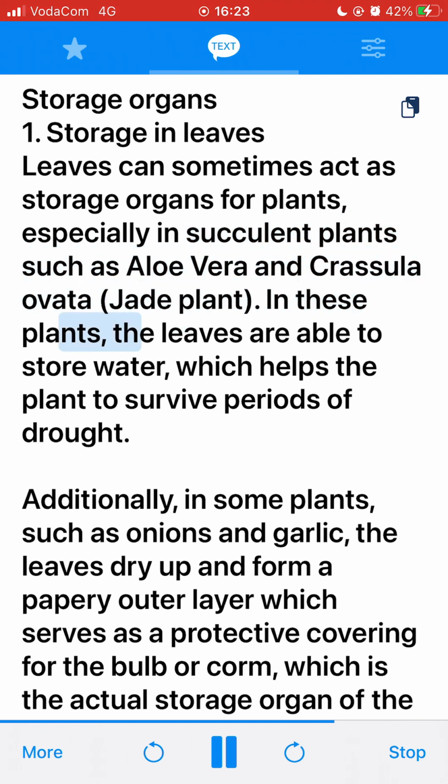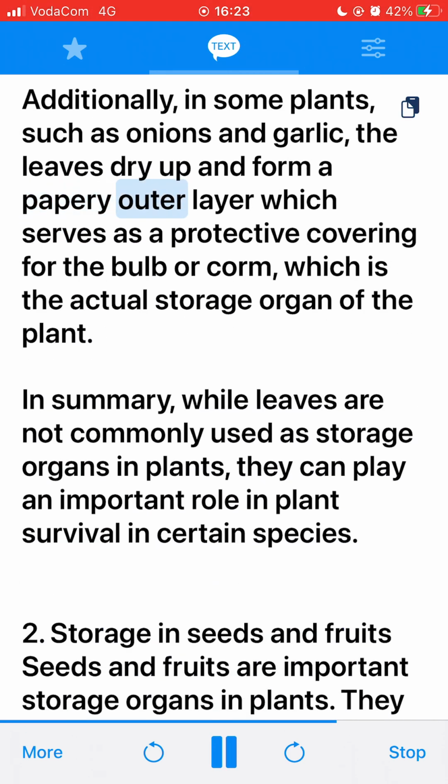In these plants, the leaves are able to store water, which helps the plant to survive periods of drought. Additionally, in some plants, such as onions and garlic, the leaves dry up and form a papery outer layer which serves as a protective covering for the bulb or corm, which is the actual storage organ of the plant. In summary, while leaves are not commonly used as storage organs in plants, they can play an important role in plant survival in certain species.